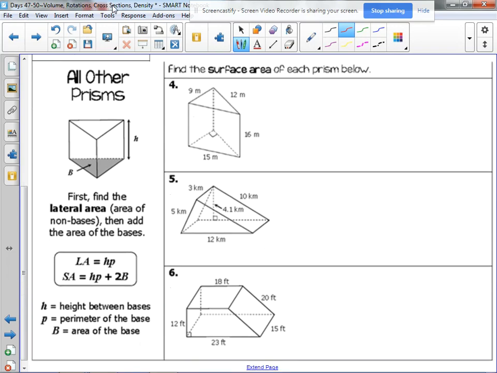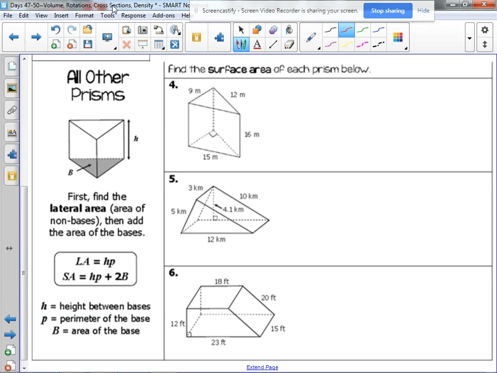So let's look at the formula over there on the left-hand side. It says first find what we call the lateral area. That's the area of the non-bases. Then add the area of the bases. So look at the formula that they give us there. The lateral area is H times P. H is the height of your prism, what we're used to it being. P is the perimeter of the base.